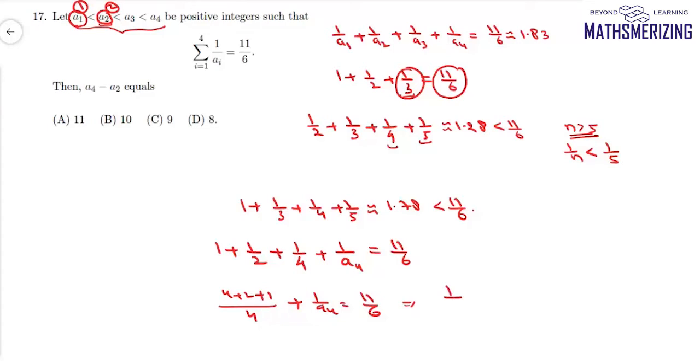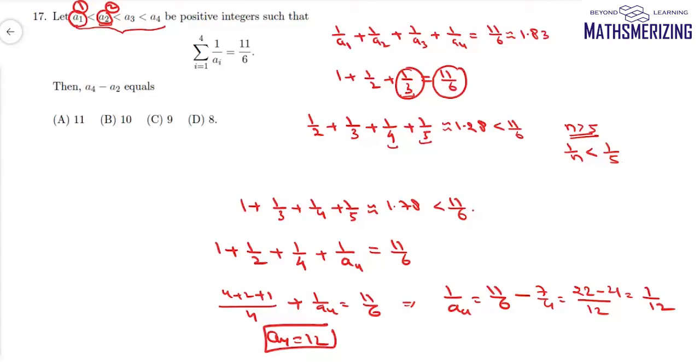So from here I'll write 1 upon A4 is 11 by 6 minus 7 by 4, and this is 22 minus 21 over 12, so it is 1 by 12. I'll get the value of A4 as 12. So that means A1 is 1, A2 is 2, A3 is 4, and A4 is 12. So these are the 4 numbers, 1, 2, 4 and 12. Now we need to find A4 minus A2. So A4 minus A2 is simply 10. That's your option B.